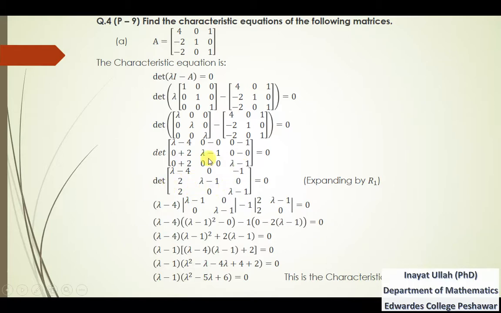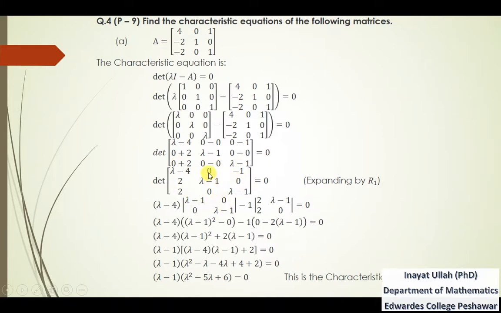Now the determinant of this 3 by 3 matrix, what will be the determinant of this? We need to expand by row number 1. You can expand it by column number 1 as well. You can expand it by column number 2 as well. Anyways, I have expanded this determinant by row number 1. So how could we expand it? Lambda minus 4 times, excluding lambda minus 4, that column and that row, we are left with this determinant.